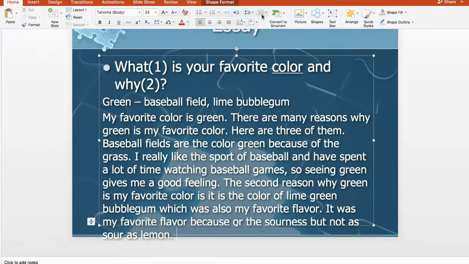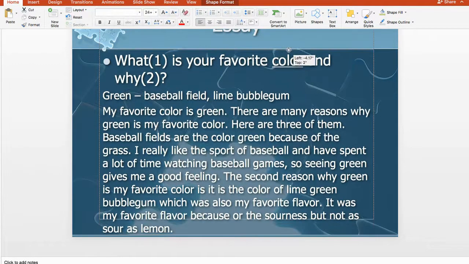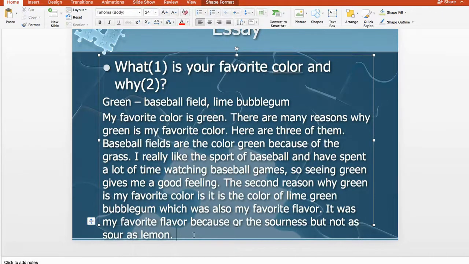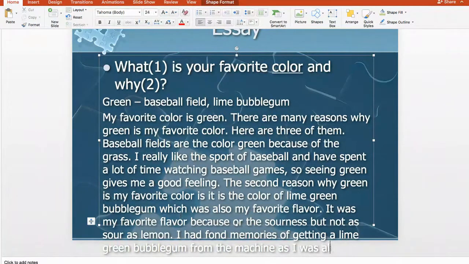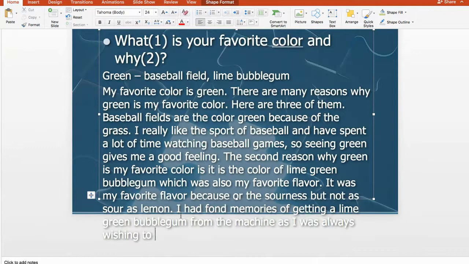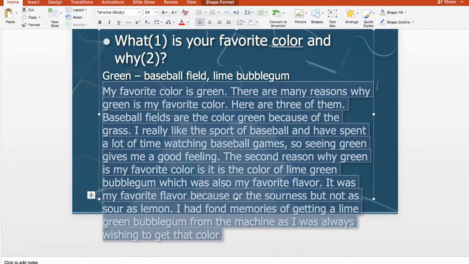Now, I can continue going on and on about the taste of the gum and everything like that, but then I'm starting to get away from my main question, which is why green is my favorite color. So I need to get back to the why of answering the question. So ATQ, answering the question. I have fond memories getting a lime green bubblegum from the machine, as I was always wishing to get that color. So now I've answered that question a second time.